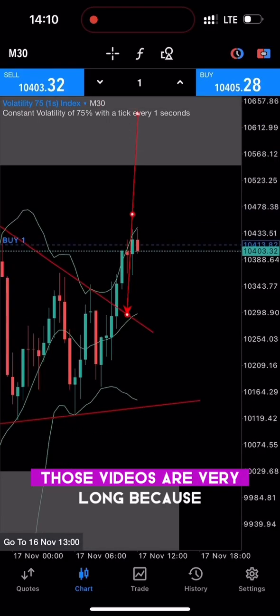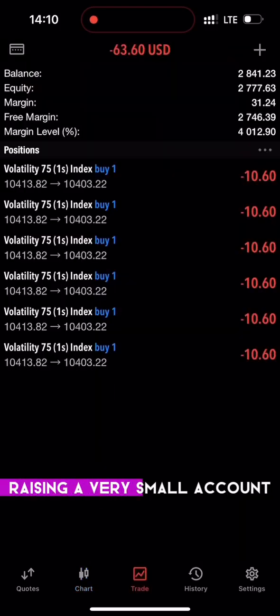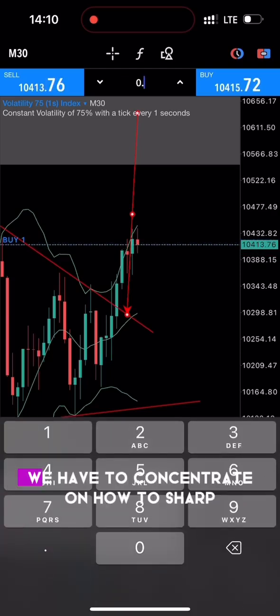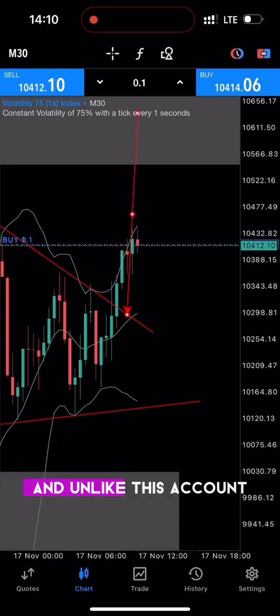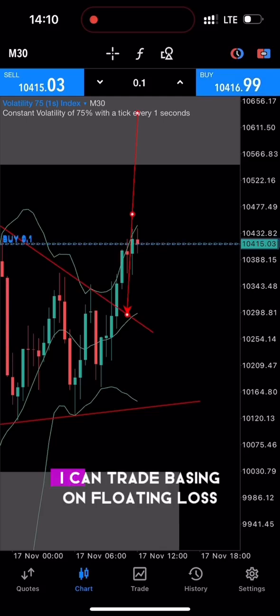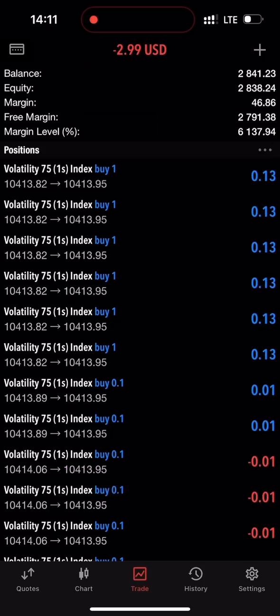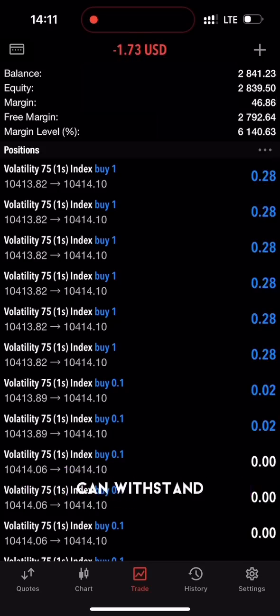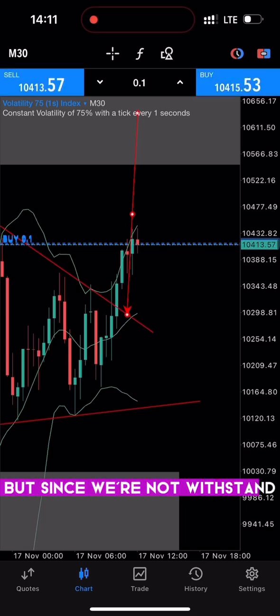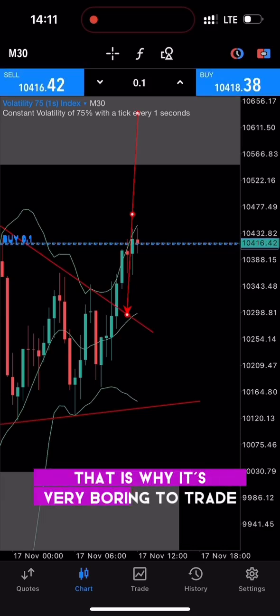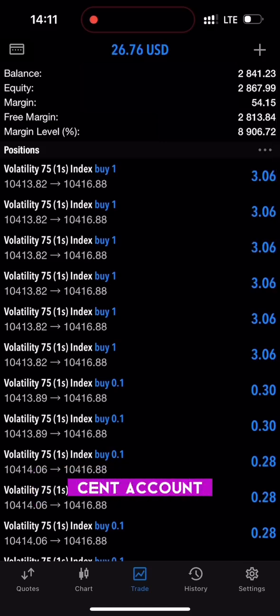Those videos are very long because raising a very small account needs very hard work. We have to concentrate on how to get a sharp entry. Unlike this account, where I can trade basing on floating loss because I know I'll be okay when the floating loss comes. The account can withstand it, but cents accounts will not withstand. So you need to be very careful. That is why it's very boring to trade a cents account.